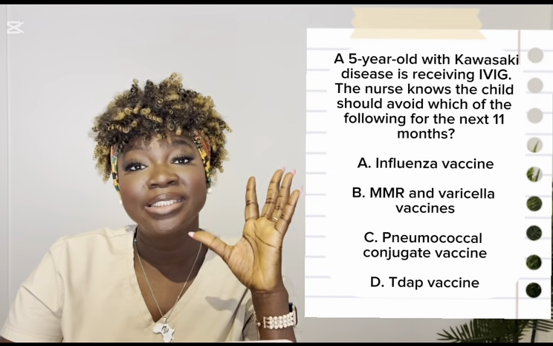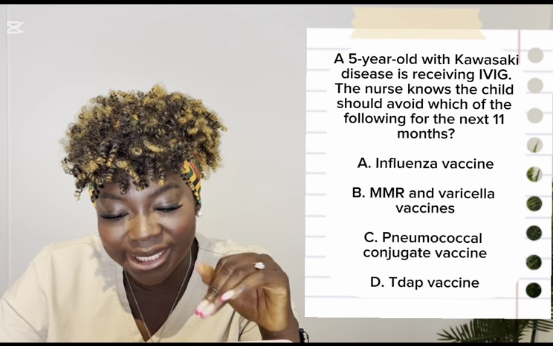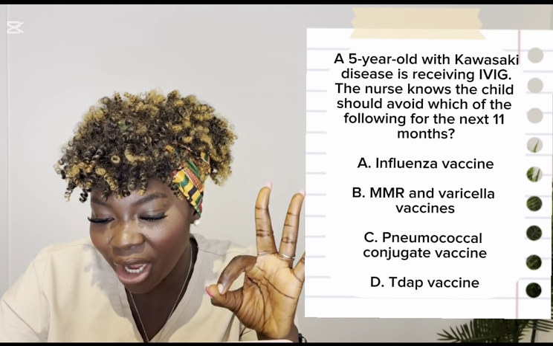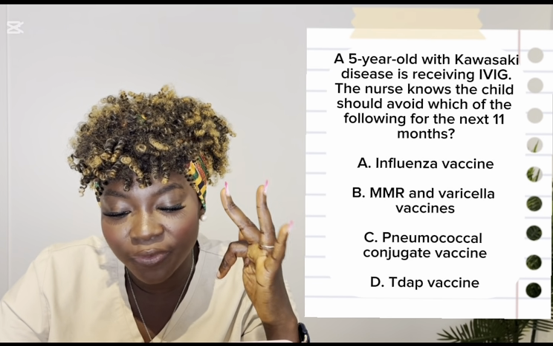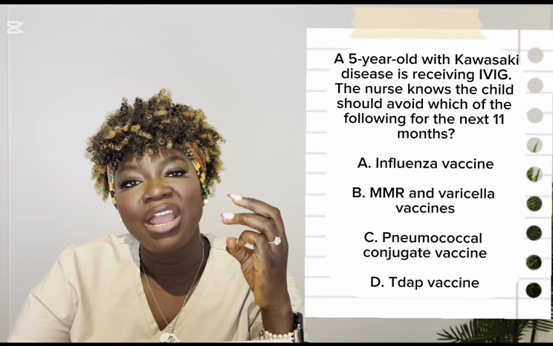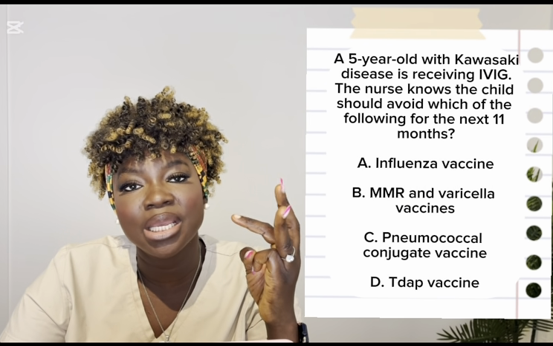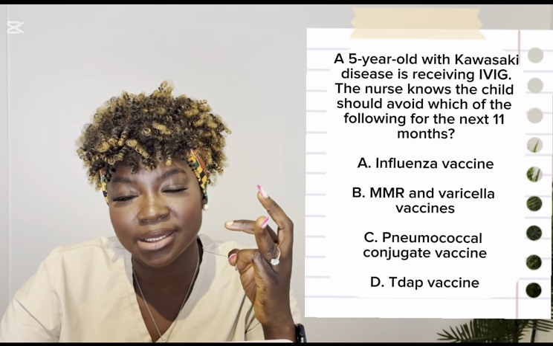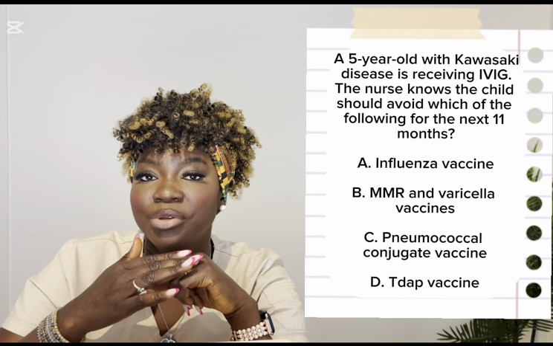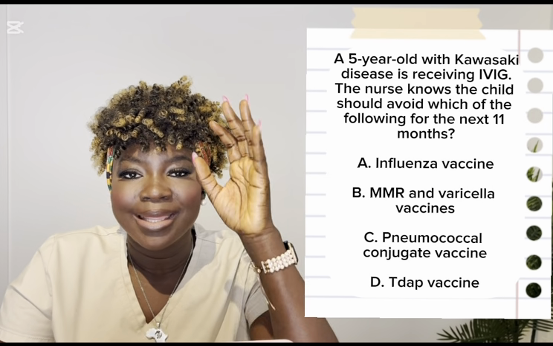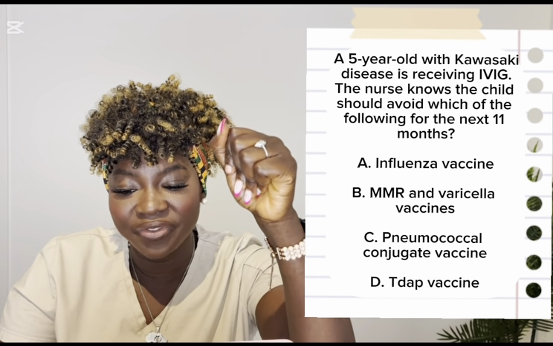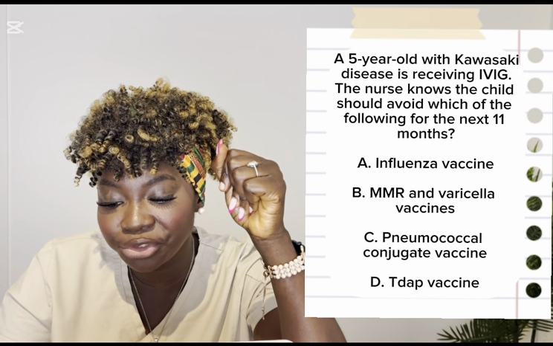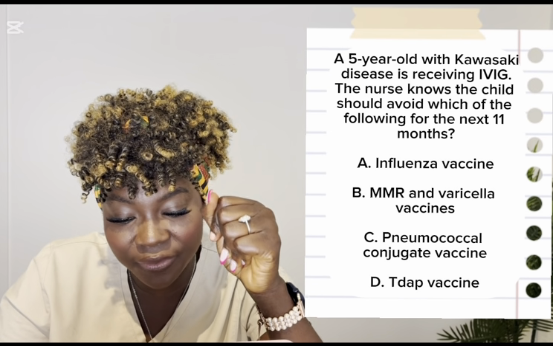Okay, guys. Now let's go. A 5-year-old with Kawasaki disease is receiving IVIG. The nurse knows the child should avoid which of the following for the next 11 months. Remember, like I told you, that IVIG, intravenous immunoglobulin, is what is given for patients that have Kawasaki disease. That and aspirin, high-dose aspirin, is the treatment for Kawasaki disease. Now, this child that is receiving IVIG, the question says the nurse knows the child should avoid which of the following for the 11 months.